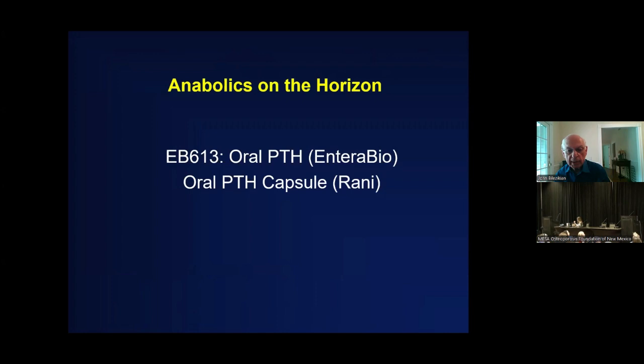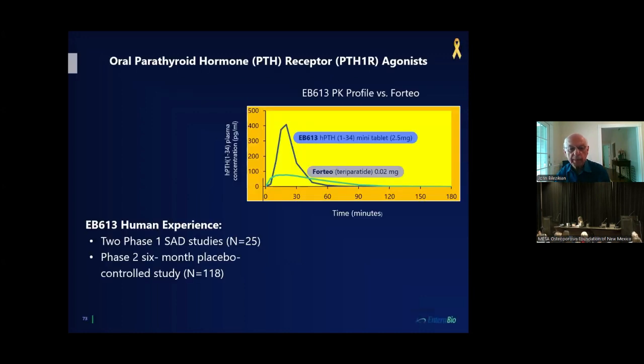There are two I would like to call your attention to. These are oral formulations of parathyroid hormone. The first is from a company called Entera Bio. It doesn't have a name, or if it does, I don't remember it, but we call it EB613. And even more on the drawing board is a capsule made by Rani Therapeutics.